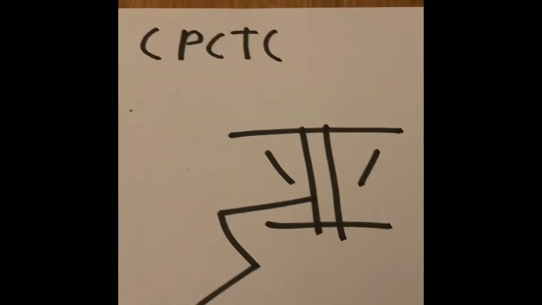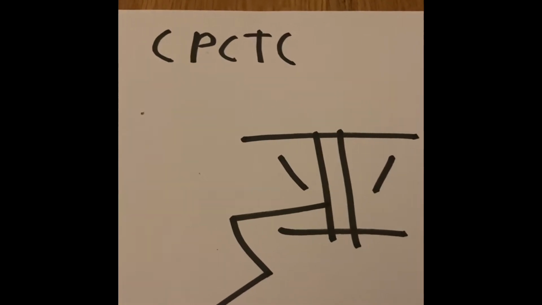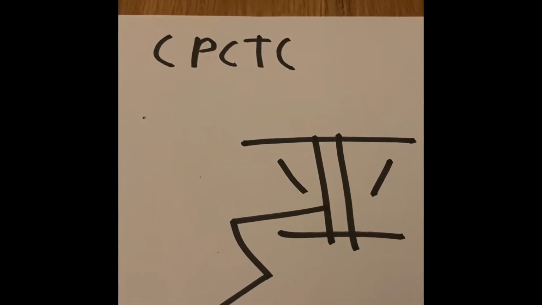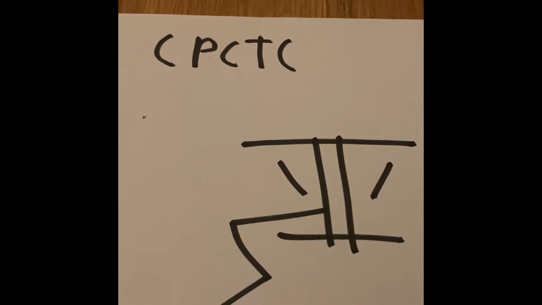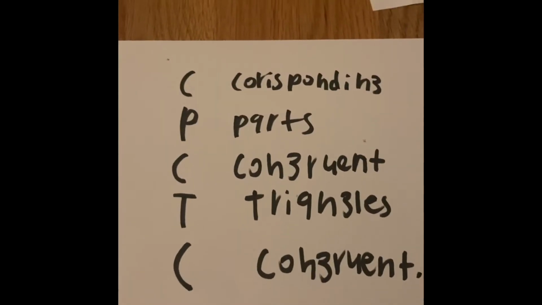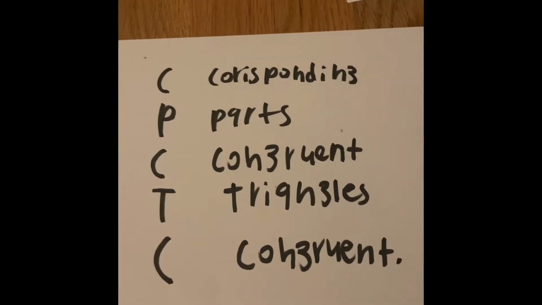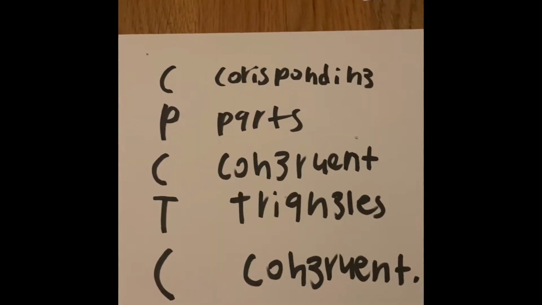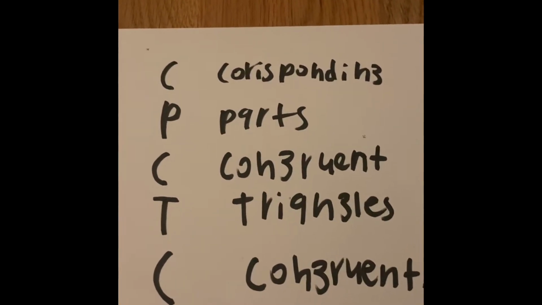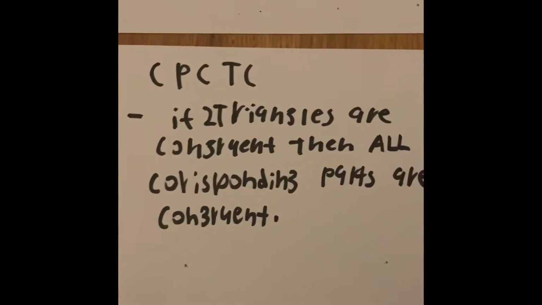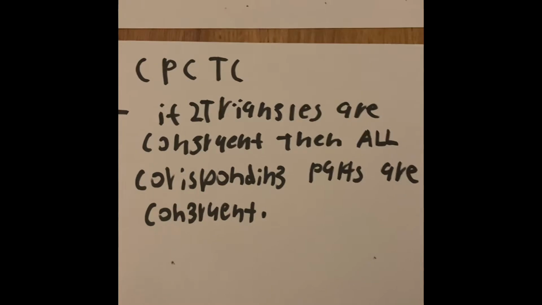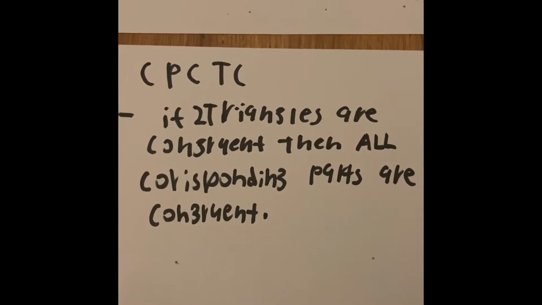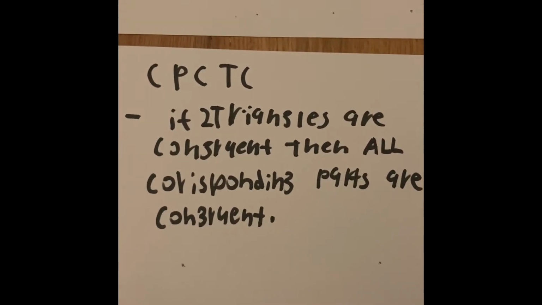We are going to take a look at a property in geometry called CPCTC. What kind of property is that? Well, it stands as an acronym. CPCTC is actually an acronym. It stands for corresponding parts of congruent triangles are congruent. So what the property is saying is if two triangles are congruent, then all of the corresponding parts that make up the triangle are congruent.